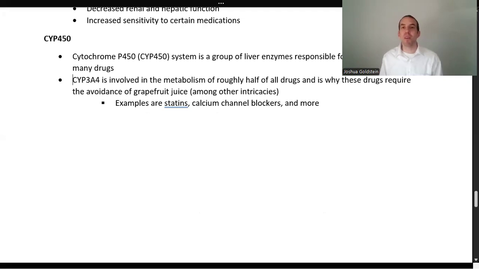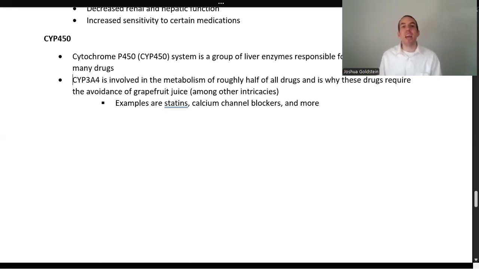Lastly, I'm going to talk about CYP450. I'm going to talk very briefly about this, even though this could be an entire lecture by itself. This wasn't really taught at the RN level when I went through school, but it is taught today, and I've even seen it on some test pages. So cytochrome P450, or CYP450, is a group of enzymes that are responsible for the metabolism of many different drugs.